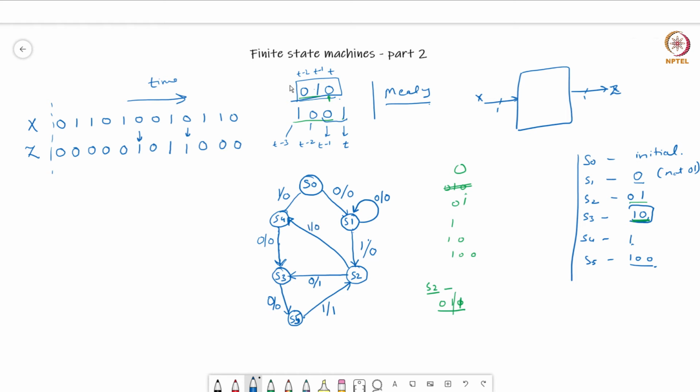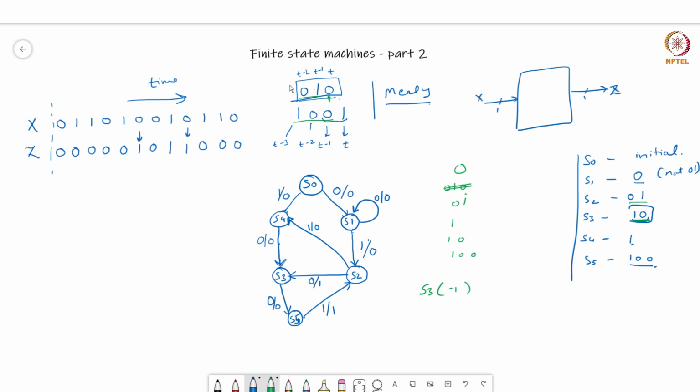Now let's look at the S3 state. At S3 state, we know if input is 0, then we are going to S5 state. But what if input is 1? So at S3 state, my input is 1.